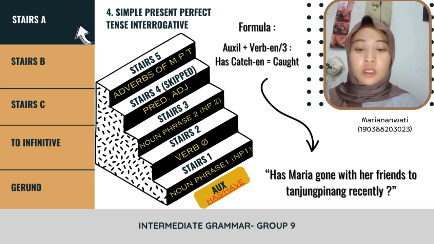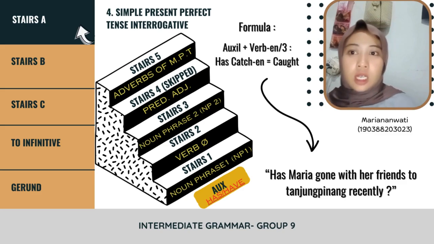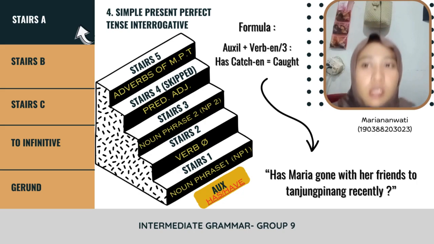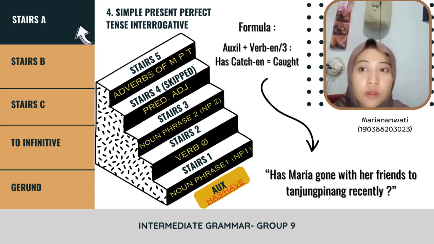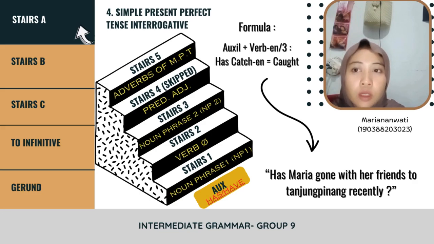The first stairs is auxiliary. Is has or have. The stairs 1 is noun plus 1. Stair 2 is verb. Stairs 3 is noun plus 2. Stair 4 is predicate adjunct. And the stair 5 is adverb of manner, place, and times.